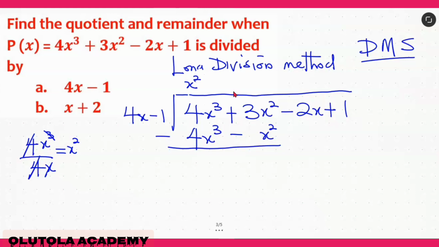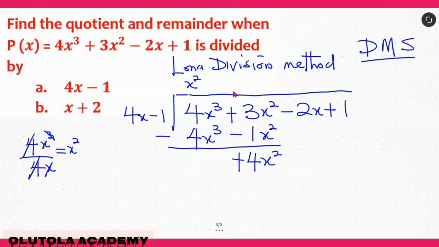So I'll subtract this now. When I do this, I start from this side. When I subtract, I do plus 3x squared minus x squared. I'm going to have plus, because minus times minus will give us plus. Then you know that this is 1, so this will be 4x squared. Then I'll continue the division.